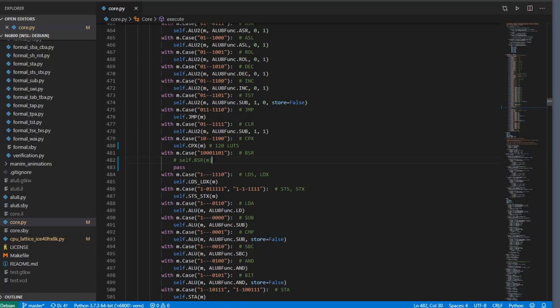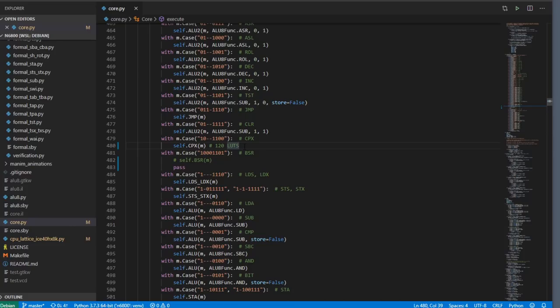Okay, so just for fun, I've commented out the next instruction, branch to subroutine. I don't think that's particularly logic intensive, but let's just see how much logic that takes. You can see that I've also put in a comment saying how many LUTs it uses. Obviously, the instructions are not necessarily orthogonal.